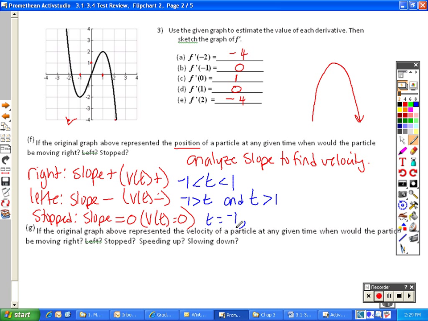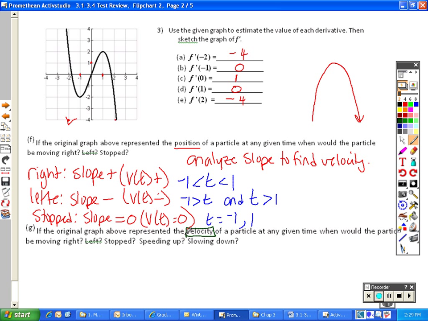And also at t equals 1 for the same reason. All right, switching gears, part G says if the original graph above represents the velocity of a particle at any given time, when would the particle be moving right, left, stop, speeding up, slowing down? All right, so now we are answering the same questions, but we're talking about this graph as a velocity. So basically, this is the set of slopes.